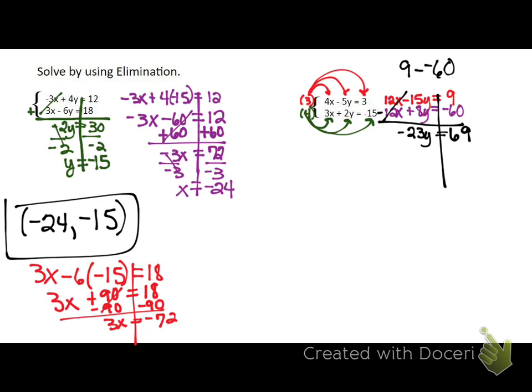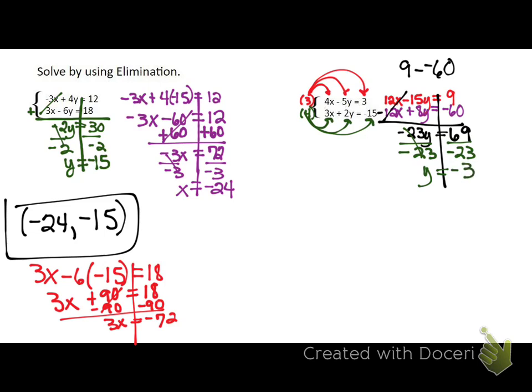Divide y by negative 23. Always... Sorry, somebody. It had to happen. It wouldn't be high school if somebody didn't. Okay. And what's my final answer going to be? Negative 3, y equals negative 3.